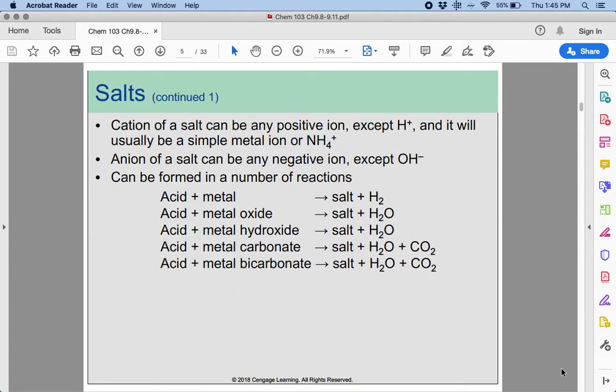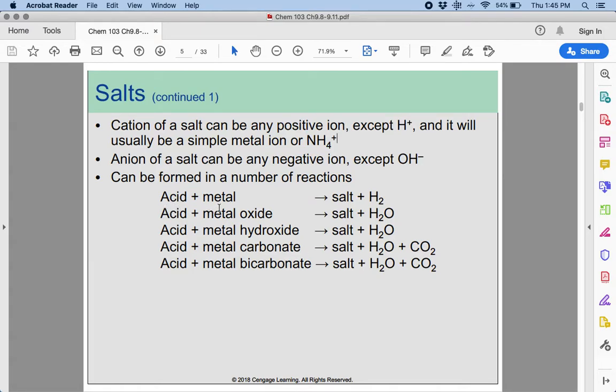The cation of a salt can be any positive ion except for H+. We know that when we have H+, like in HCl, then we have an acid. So remember, an inorganic ionic compound has the recipe of a metal and a nonmetal. We can also have something like a polyatomic ion. That would be acceptable as well.